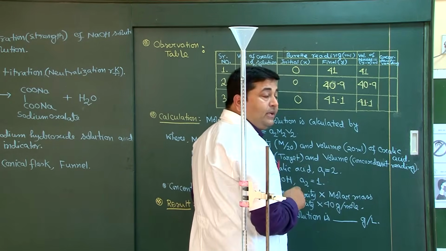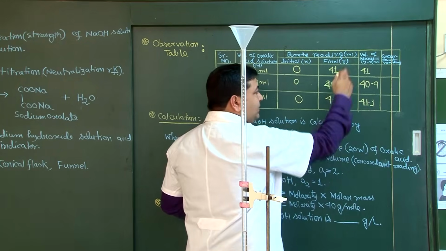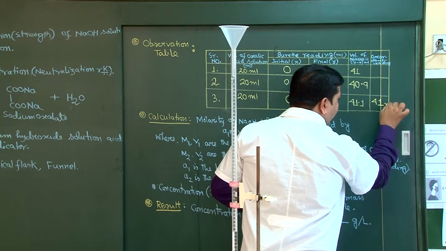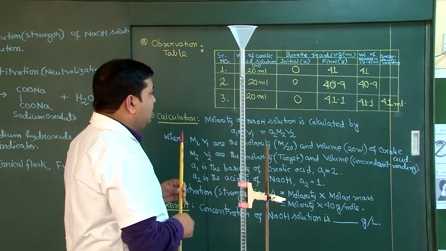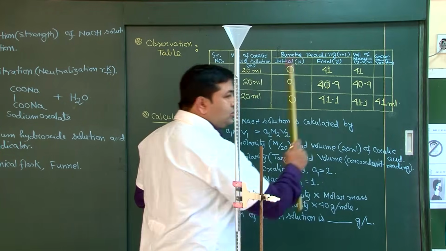So, what is the mean reading? Ultimately, if you take these 3 values, add them and divide by 3, you will get the mean value of 41 ml. So, from the burette reading after the titration, what are we getting? We are getting the volume of sodium hydroxide solution.